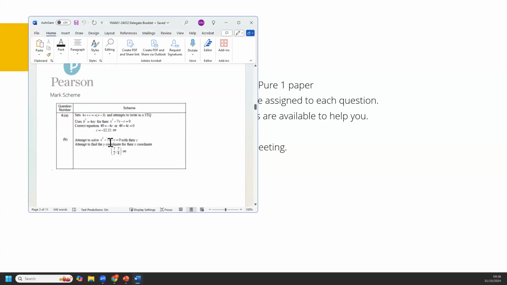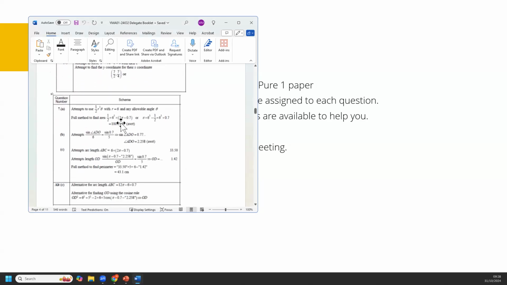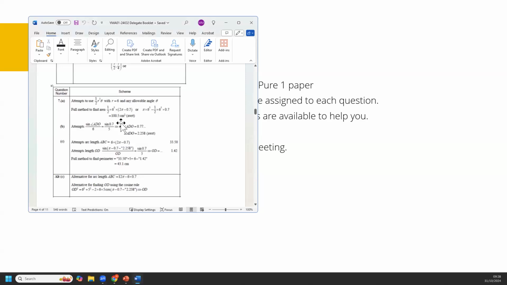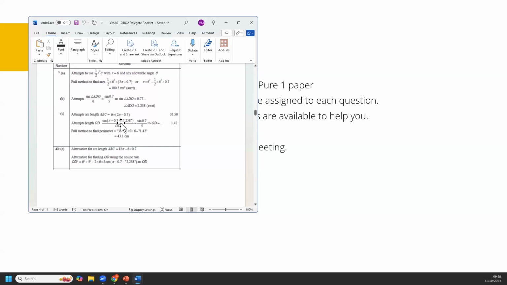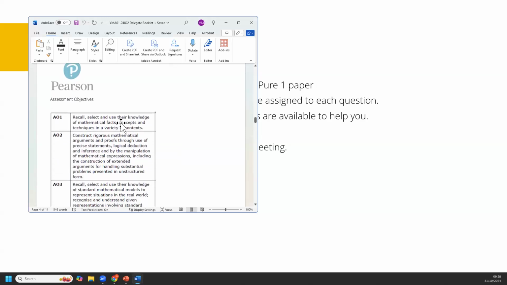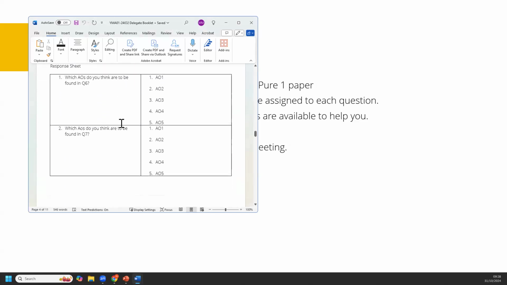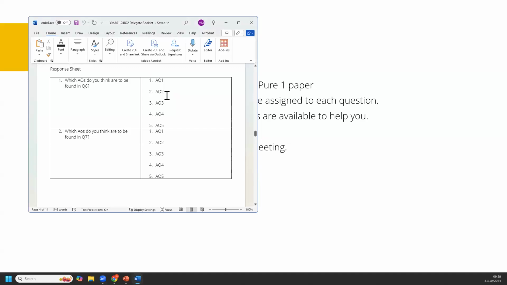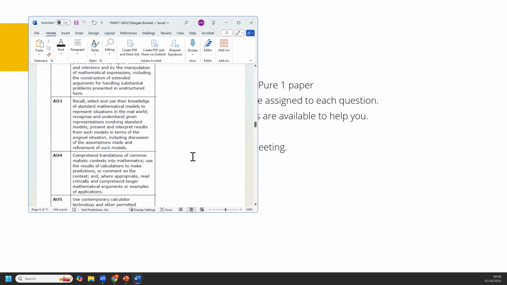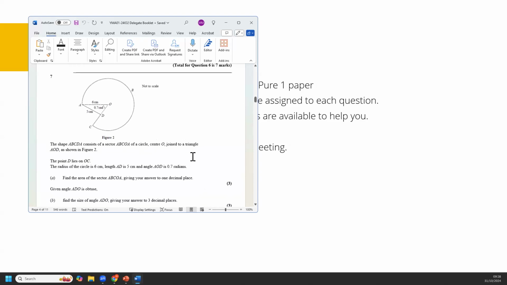Similar with the second question, you can have a look at the mark scheme as well to see what kind of work they need to be doing without having to solve the whole question. There's the assessment objectives there as well. And then what I'd like you to do is think about each question, which assessment objectives are behind it, and how many marks they gave to each one of the questions here. I'll give you some time to do this.